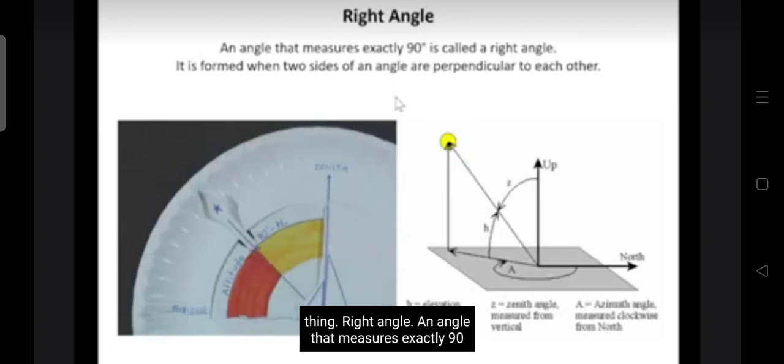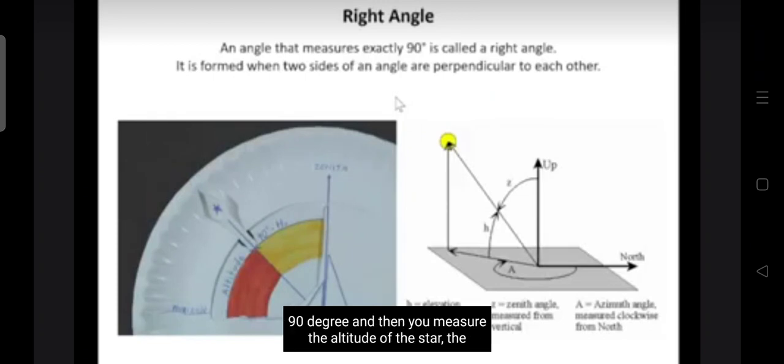Right angle. An angle that measures exactly 90 degrees is called a right angle. It is formed when two sides of an angle are perpendicular to each other. They don't like that word either, perpendicular. So as you can see on the paper plate, you've got a sailboat. Directly above would be the zenith of the navigator holding the sextant. So there's your 90, but you can't get a 90 unless you have a flat baseline to be perpendicular. So there's your 90 degree.